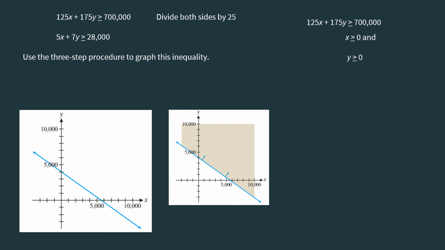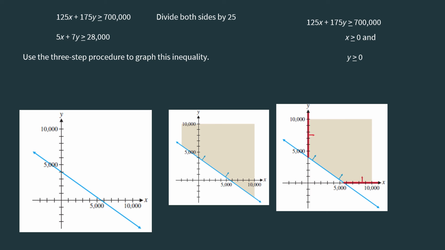And y greater than or equal to 0, x greater than or equal to 0 will be the region above this. x greater than 0, y greater than 0.